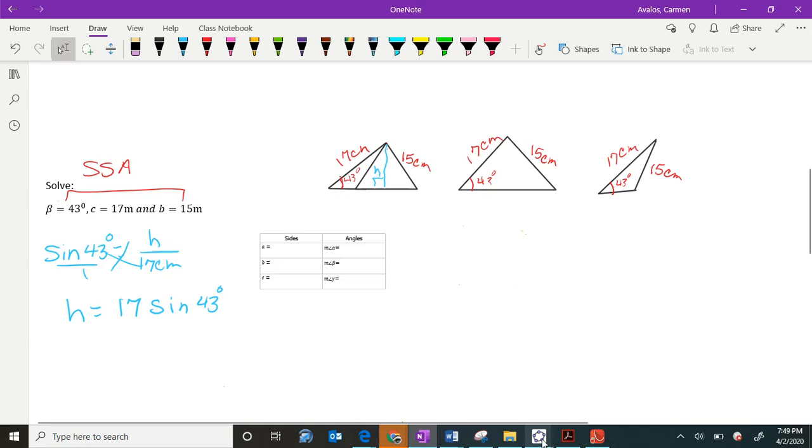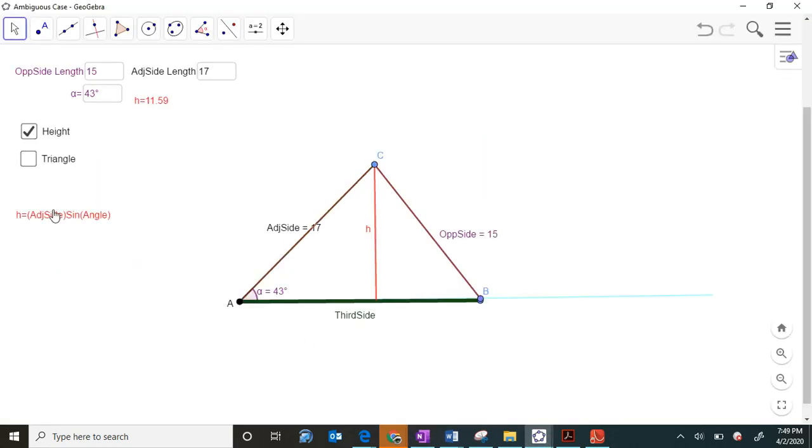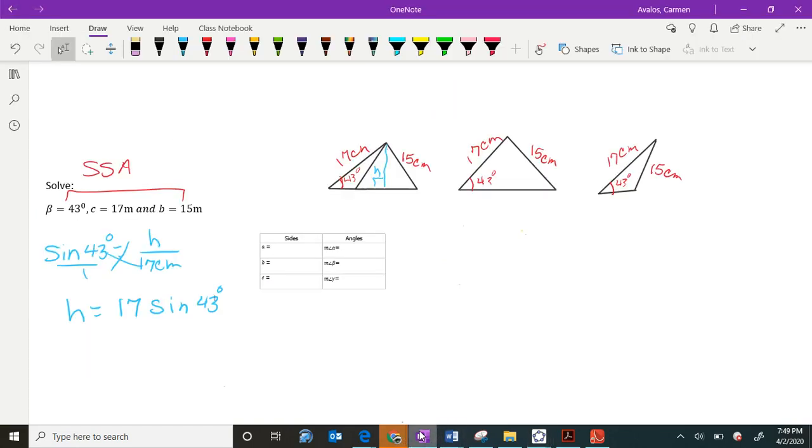When we did that over here, we saw that when you calculate this, you get 11.59. So I know that h is going to be 11.59 centimeters. So that's what we're going to compare it to. So if I know that the height, this one here, is the biggest one, well, the shortest distance, not the biggest one, the shortest distance is going to be 11.59.